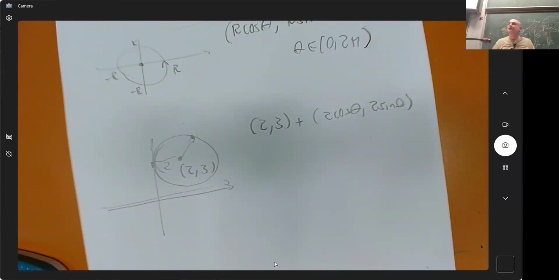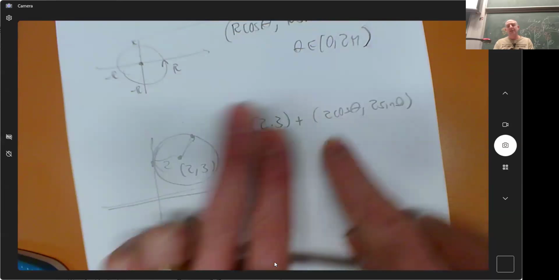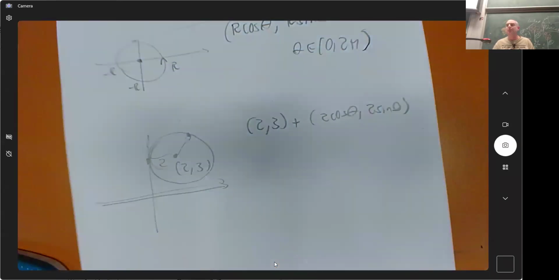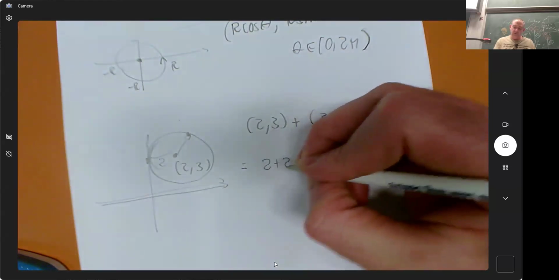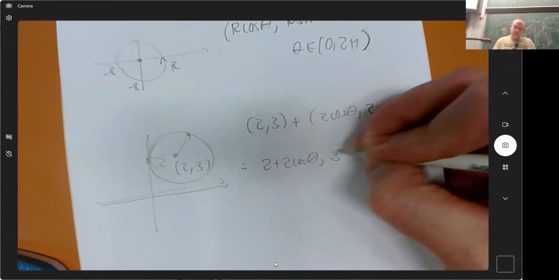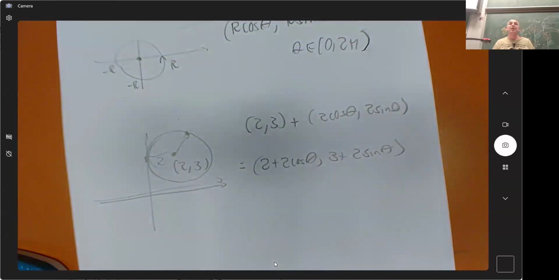Pretty cool. You just shift the entire circle over, like you can think about it, this is the points on the circle, and then you add 2, 3, and the whole circle shifts over to 2, 3. And so you end up with 2 plus 2 cos theta, 3 plus 2 sine theta. I don't know if they do that sort of thing to you and put it in a different center, but there it is. That's that.